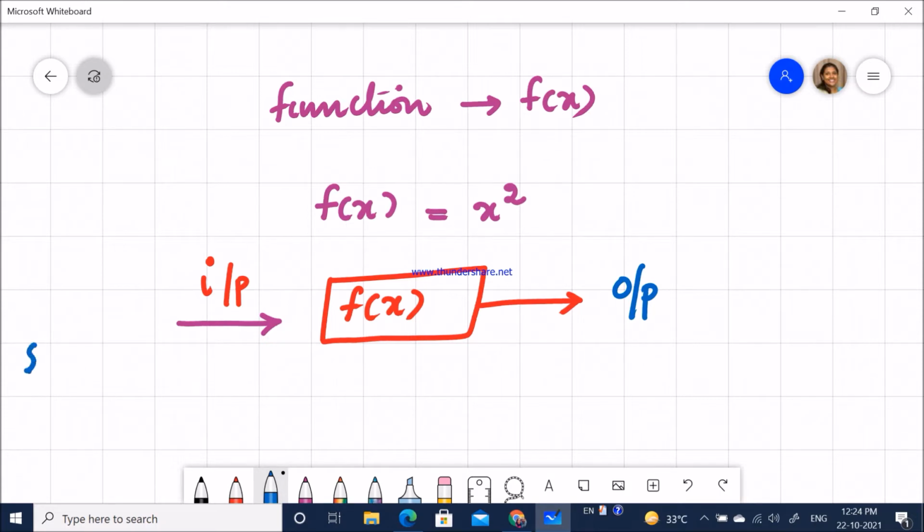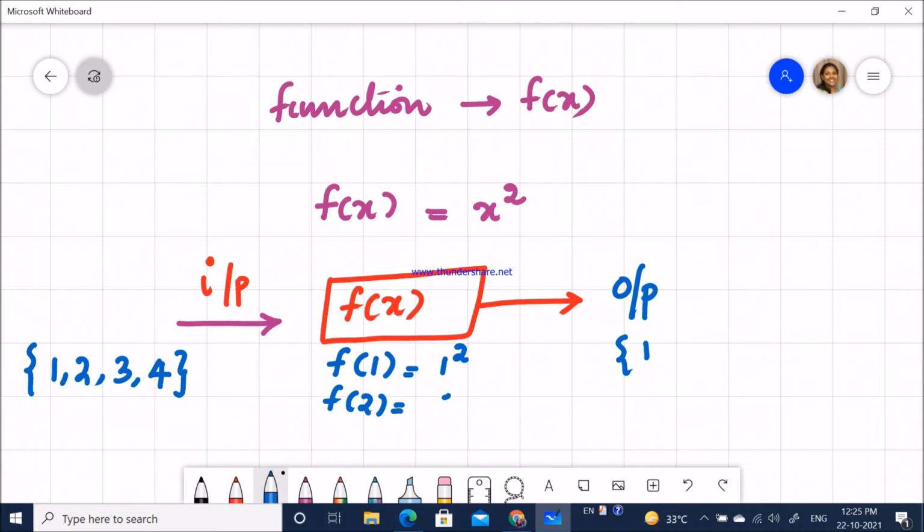For example, the inputs are 1, 2, 3 and 4. Whenever these inputs go through the function, we will find f of 1. We substitute the value of x as 1. So 1 squared, the corresponding output will be 1. If it is f of 2, it is 2 squared, the value will be 4. If it is f of 3, it is 3 squared, the value will be 9. And the last is f of 4, it is 4 squared, that is 16.